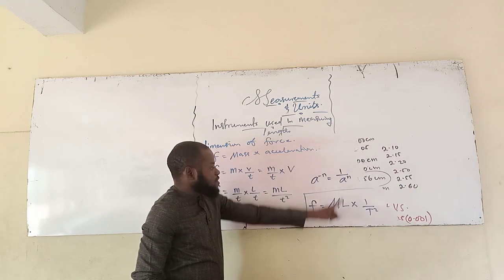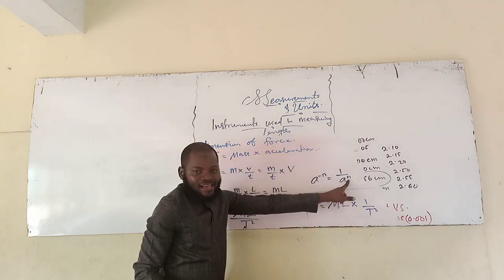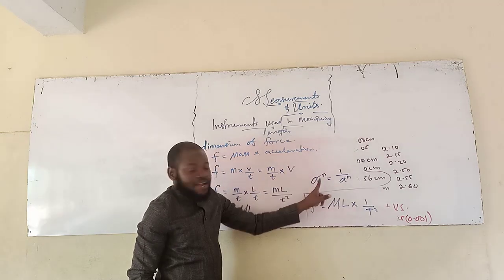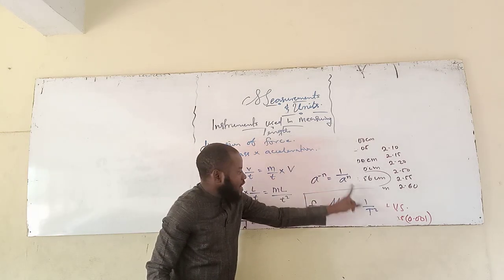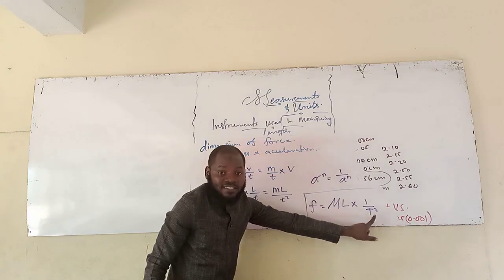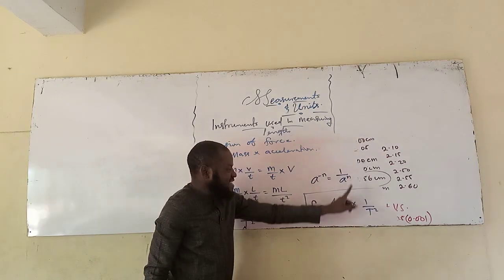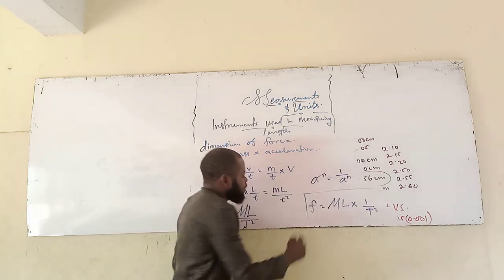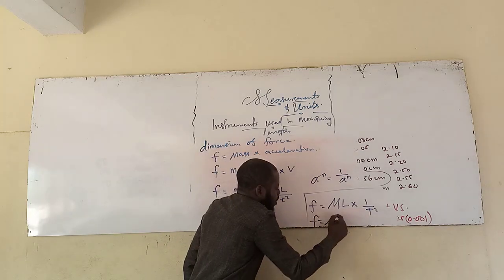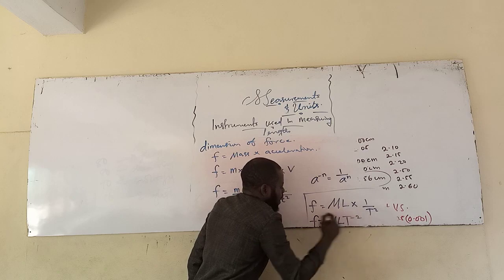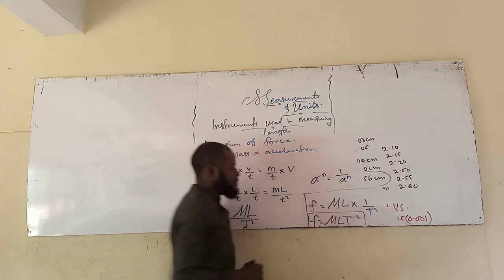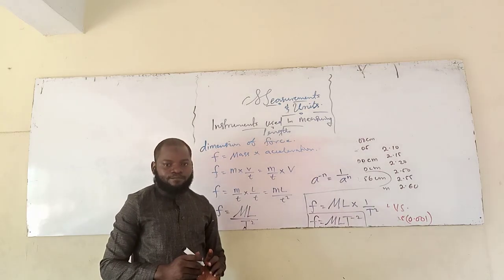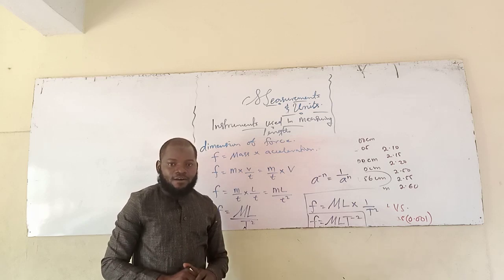Are you seeing this now? You can see 1 over a raised to the power n is what? A raised to the power minus n. So a now is equivalent to what? T. And n is equivalent to what? 2. So if you are going to write it in an exponential form, this will become F equal ml t raised to the power minus 2. And this is the dimension of force. Do you understand this now?